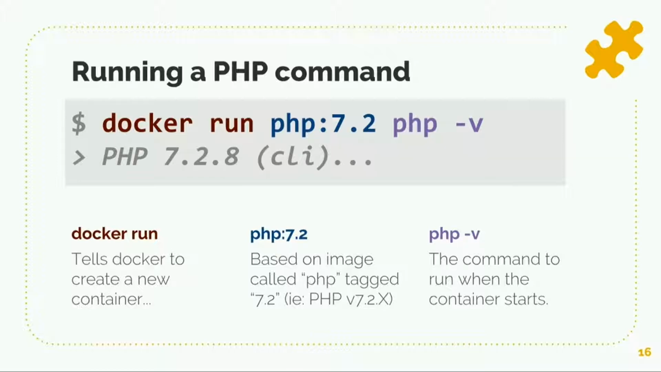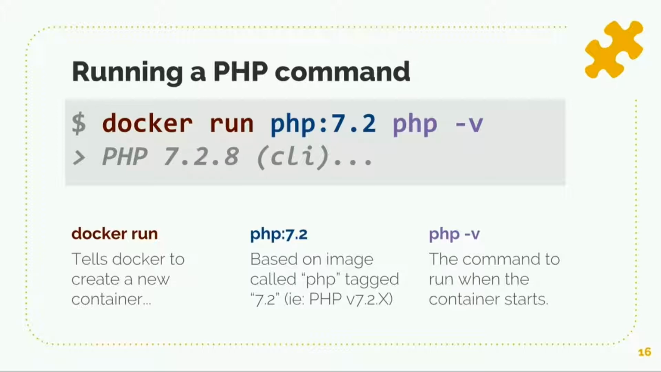And then I say php:7.2. What that's telling Docker is to use the image called PHP 7.2, which, as you can imagine, is PHP 7.2, and then run the command php -v within that container when it runs. Pretty straightforward. You're going to get PHP 7.2 CLI. It's going to tell you some other info about the version of PHP you're running.